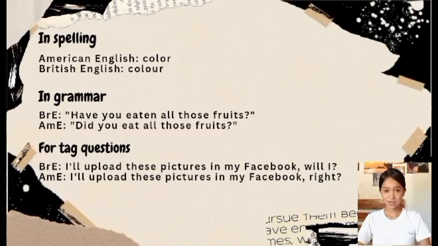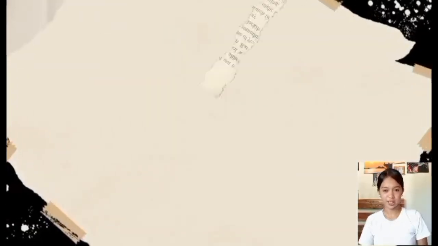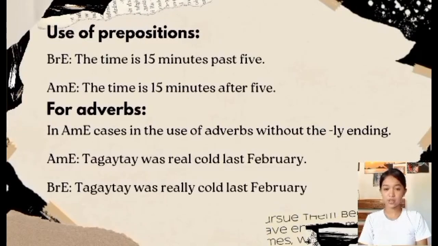So for the tag questions, or when you are tagging someone, in British English, they will say, "I'll upload these pictures on my Facebook, will I?" So this one is like asking for confirmation. So next is the use of prepositions. "The time is 15 minutes after 5." So the same connotations but different use of prepositions.